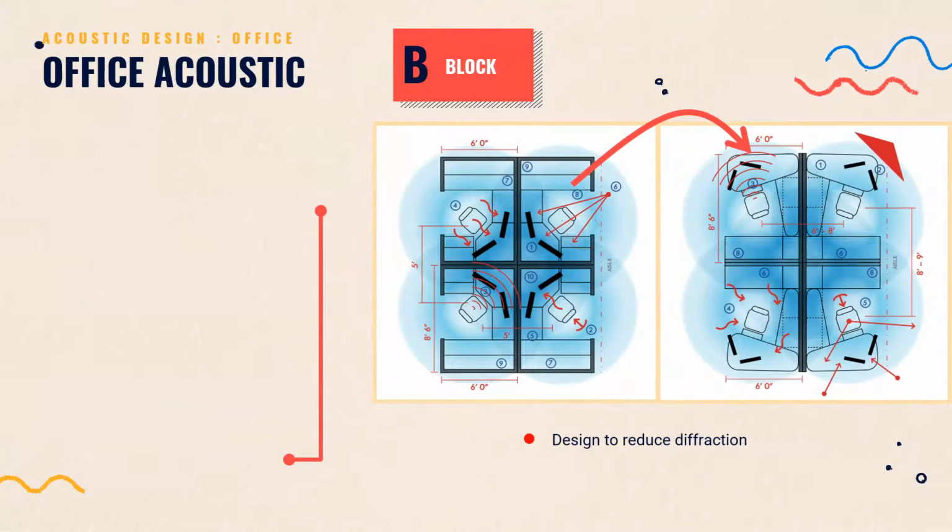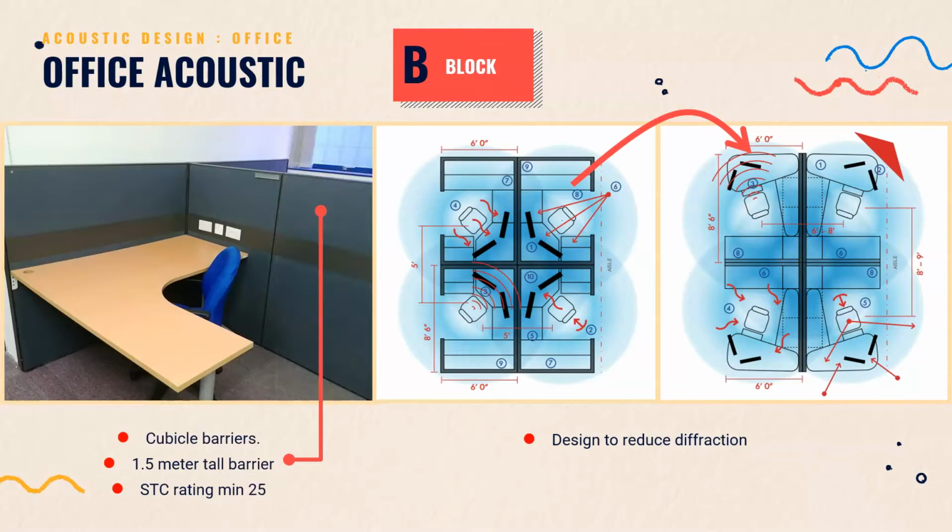After absorb is block. Now use 1.5 meter tall barrier. The minimum sound transmission coefficient, STC, should be 25. Then arrange the workspace so that they don't face each other, even with barriers between them. This is to reduce diffraction. Okay, hopefully you still remember diffraction.